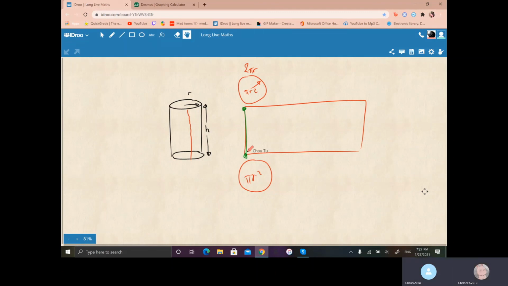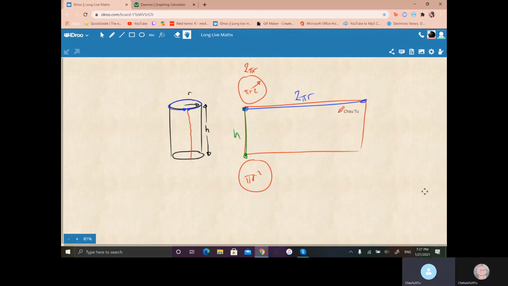Chelsea? What's this blue length here? You see that blue length, Chelsea, is really this length here. Can you see that? It's 2 pi r. Yeah, 2 pi r.